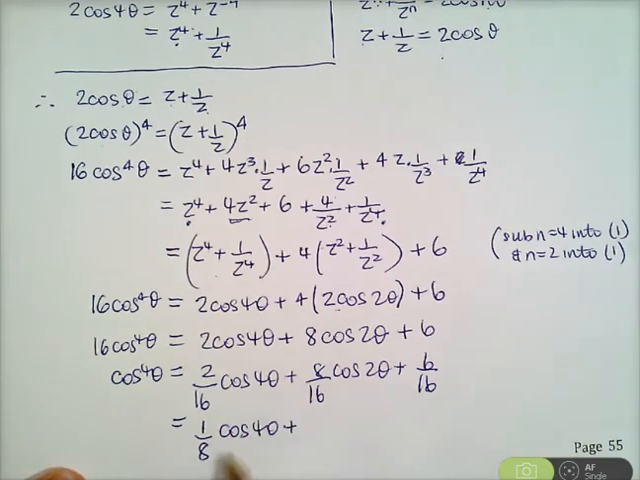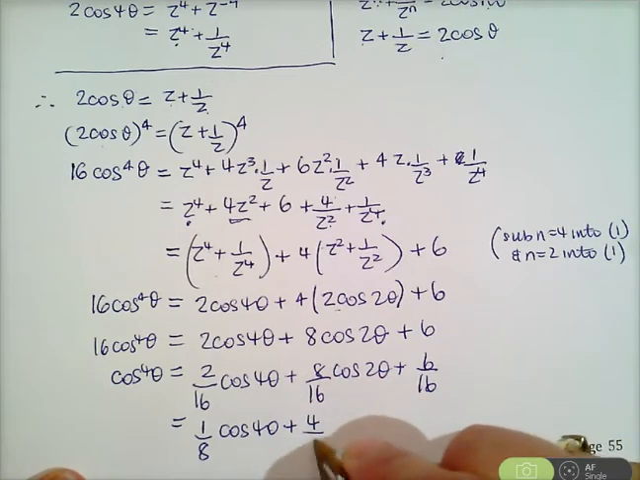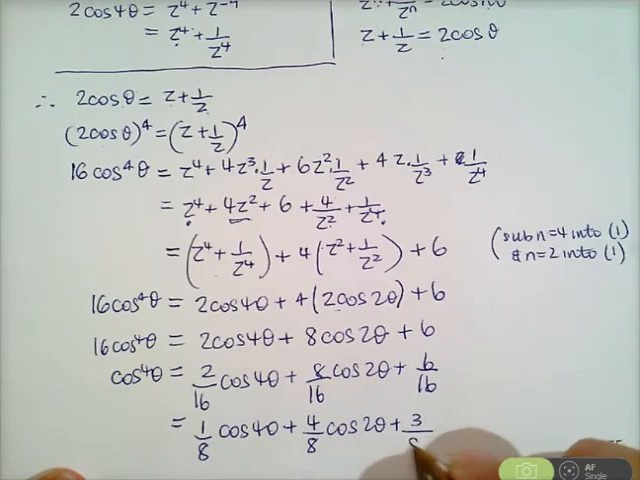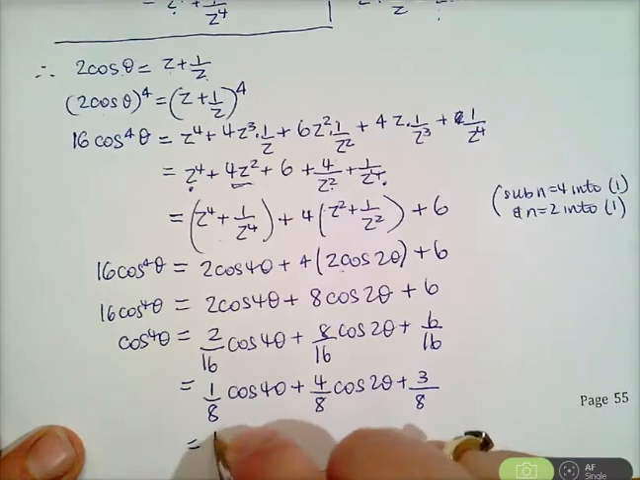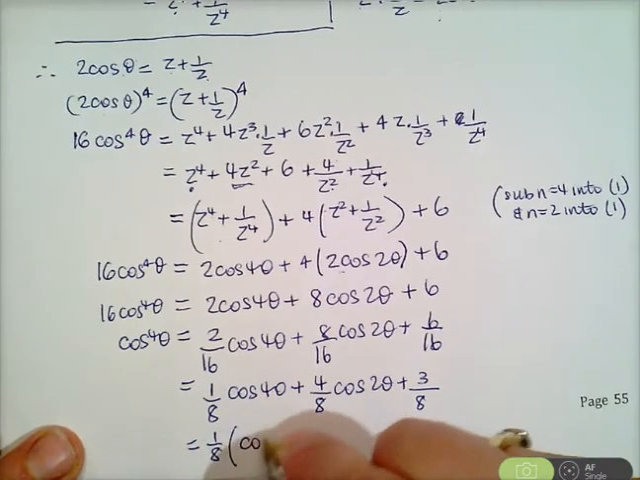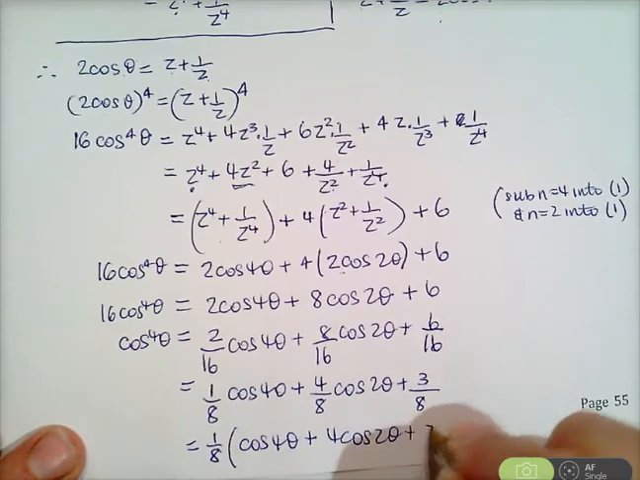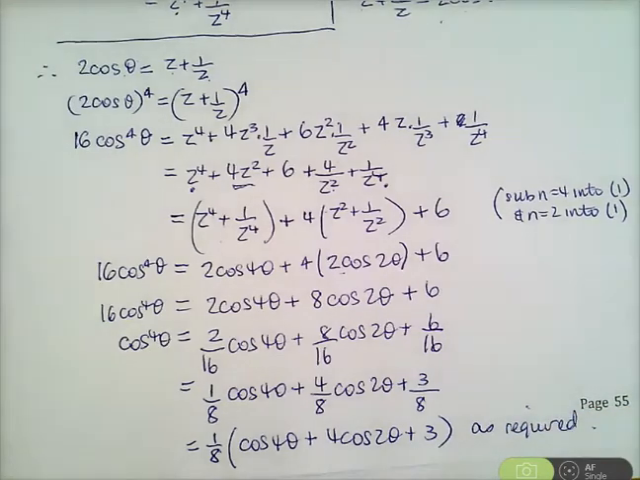I want to keep the denominator as 8, so I'm just going to halve these both, plus 4 on 8 cos 2 theta, and halving these both, plus 3 over 8. And now pulling out 1/8 as a common factor, I get 1/8 cos 4 theta plus 4 cos 2 theta plus 3. And that's the result for part A as required. Okay, now going to look at part B.